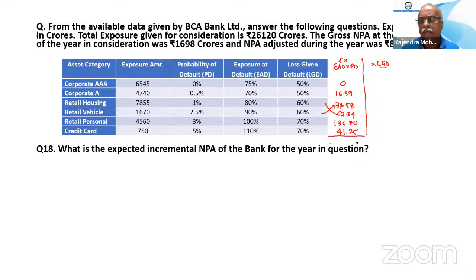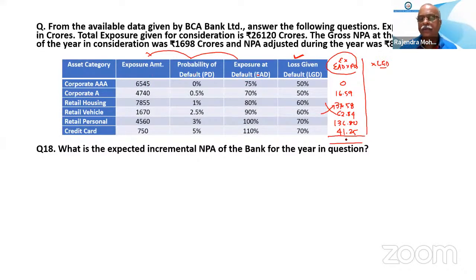So if you add this, total will be how much? Sir, how did you get this one? 41.25. Here I have given the formula: exposure multiplied by EAD into PD. So this multiplied by this multiplied by this. These three are the multiplication. This is the NPA which will happen in the current year. You have calculated all these things together. You don't consider loss given default now. Loss given default will be for a different question. So probability of default multiplied by exposure at default multiplied by exposure amount gives our NPA.